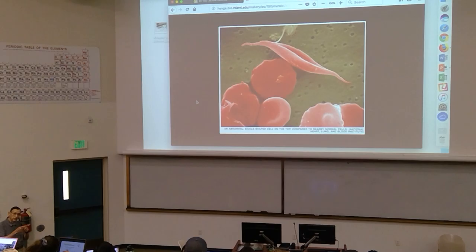It gets stuck in the small capillaries, the little tips at the end.